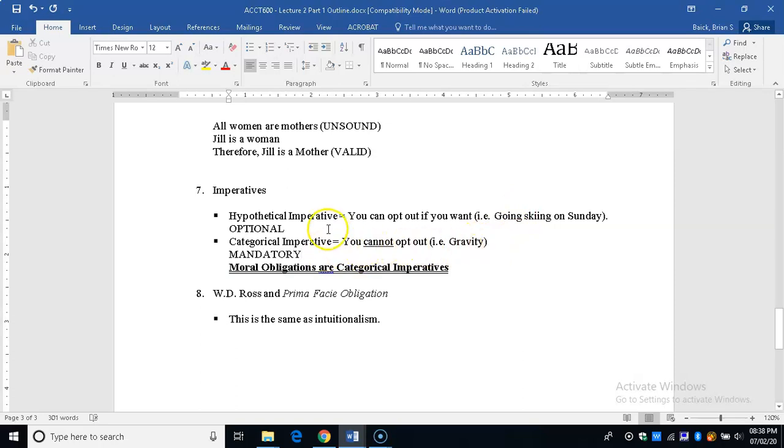So let me give you an example of a hypothetical imperative. Let's say passing the pilot license test. Okay, let's say I tell you, you need to pass the pilot license test. Well, you can say, well, no, I don't have to pass the pilot license test because I don't want to be a pilot. That's optional for me.